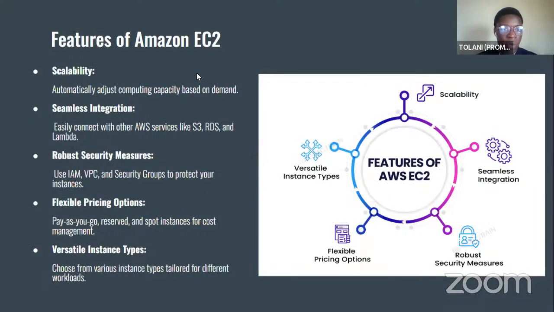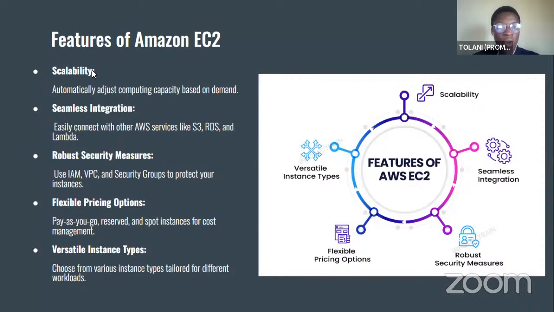Okay. So yeah, we will now look at the features of Amazon EC2. What are the features of Amazon EC2? From the diagram here, we can see that one is scalability, another is seamless integration. We have robust security measures, flexible pricing options. We have versatile instance types.